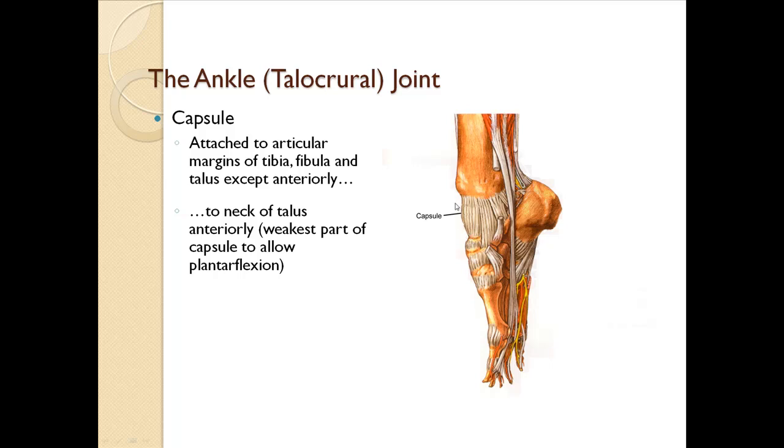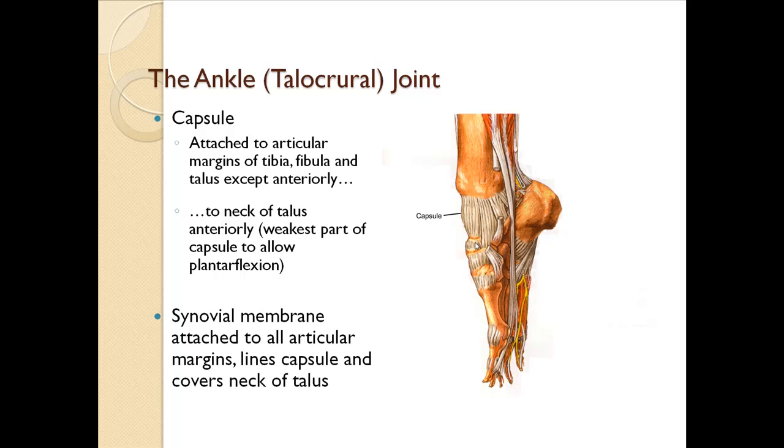Now the reason we have these long fibers is to allow the movement of plantar flexion. So when the foot plantar flexes, the talus can move downwards and forwards. It can extrude forward between the malleoli, and the length of the capsular fibers permit this motion. The anterior part of the capsule is the weakest portion of the capsule and is probably the most commonly injured. But the capsule is lined with a synovial membrane, and the synovial membrane does everything that any other synovial membrane does.